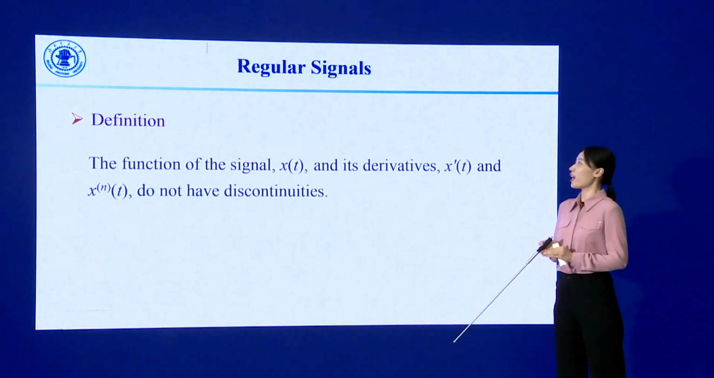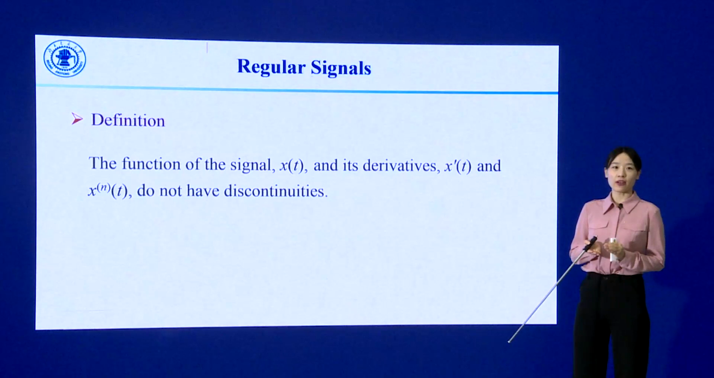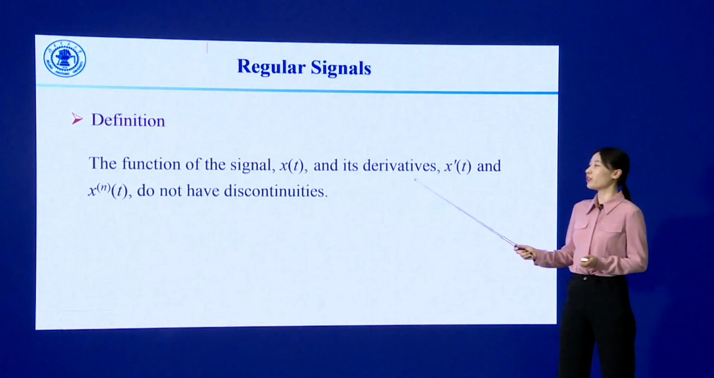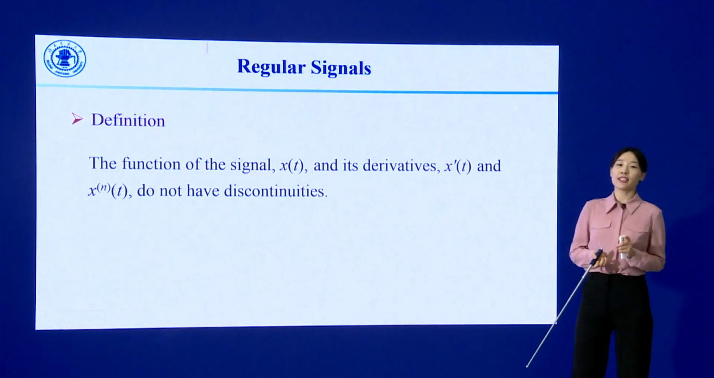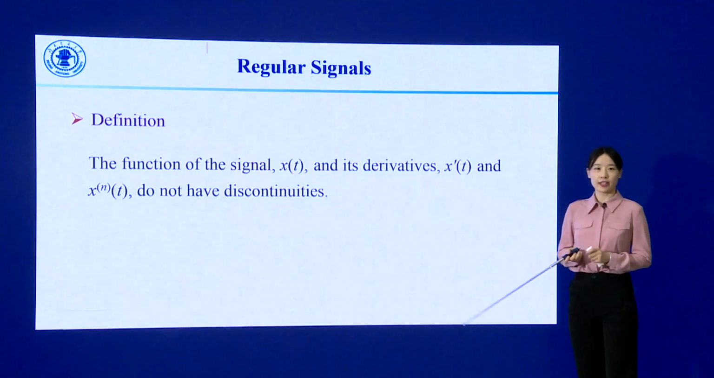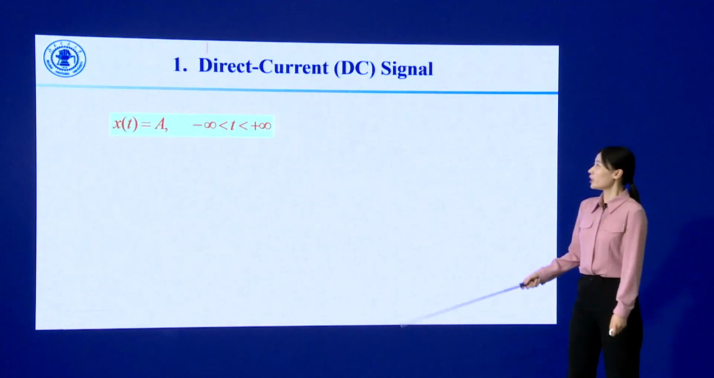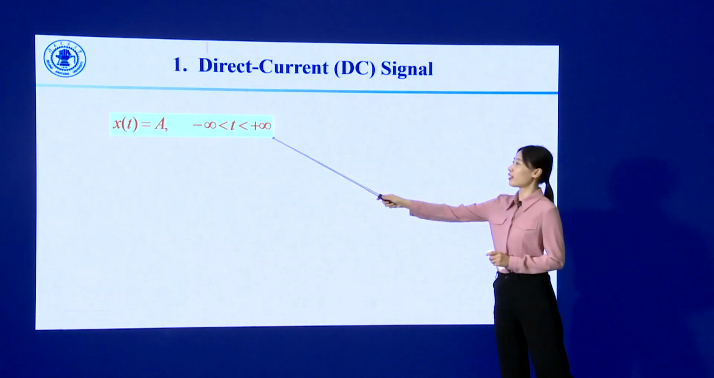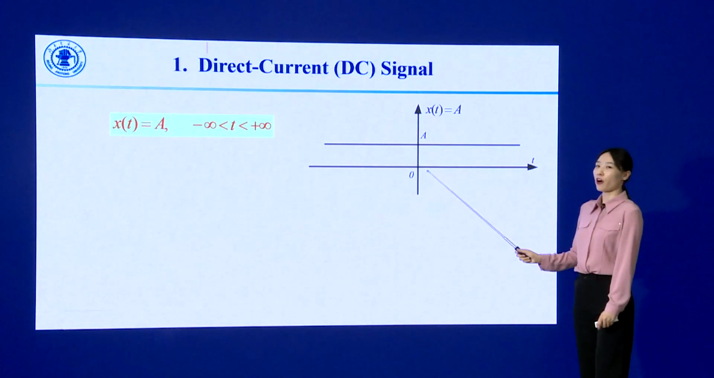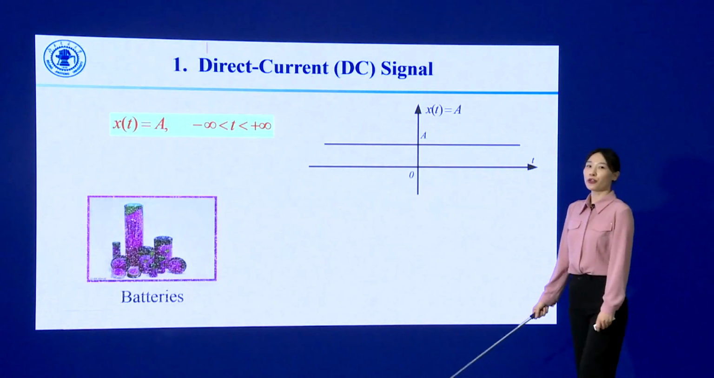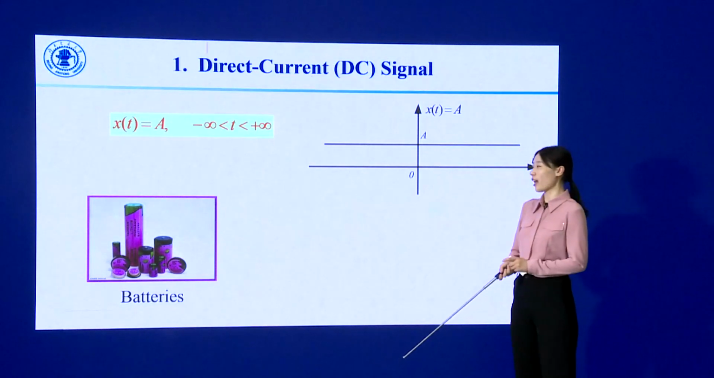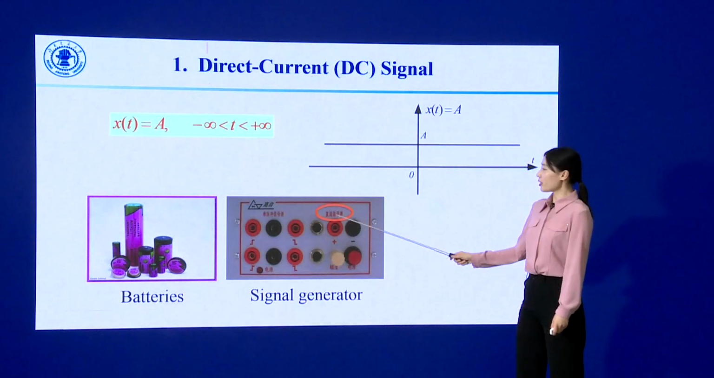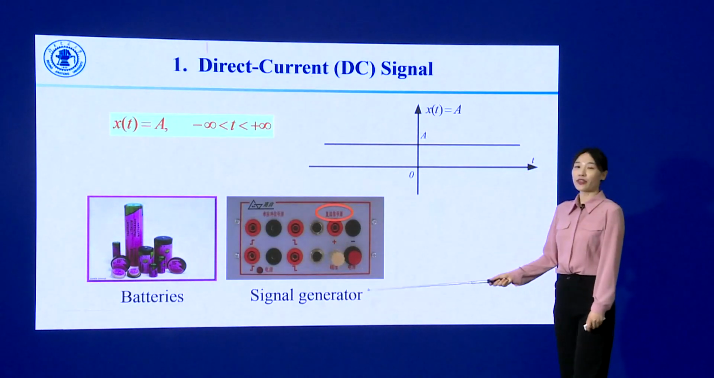Now, let's discuss what the definition of a regular signal is. If the signal and its derivative do not have discontinuities, then this signal is a regular signal. The direct current signal is a common regular signal. Here is the definition, and this is the waveform. The DC signal has wide applications in engineering, including the battery and the DC source in the signal generator.